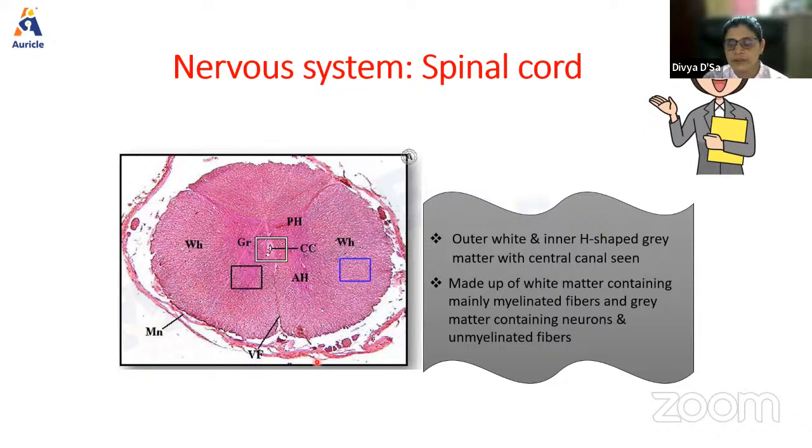White matter has more myelinated fibers. That is why it appears white, because these myelinated fibers reflect light and appear white to the naked eye. In H&E stain, of course, it takes up the eosin stain. And the gray matter contains neurons and unmyelinated nerve fibers.